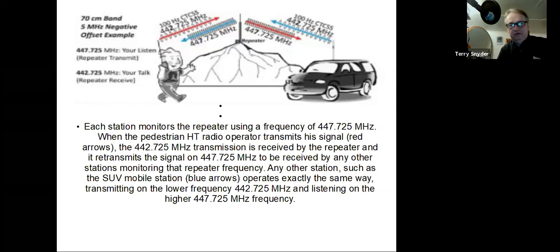The receiver receives a repeater and retransmits it on 447.725 to be received by another station monitoring that repeater frequency. Any other station, such as the SUV in this case, and the mobile, he operates exactly the same way, transmitting the lower frequency to the repeater, and the repeater transmits out on the higher frequency. Did I confuse anybody yet on that?